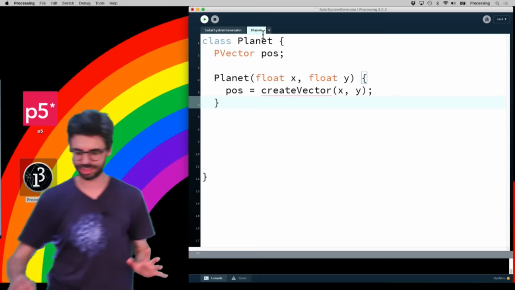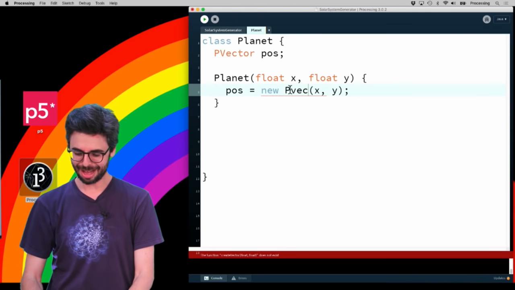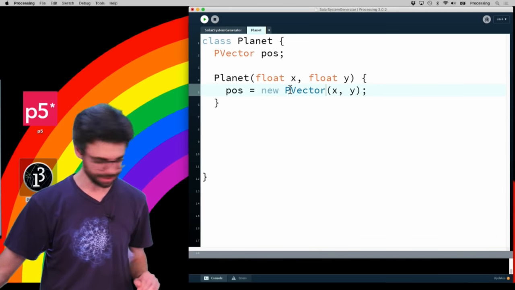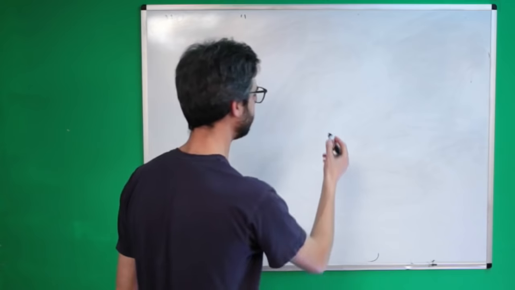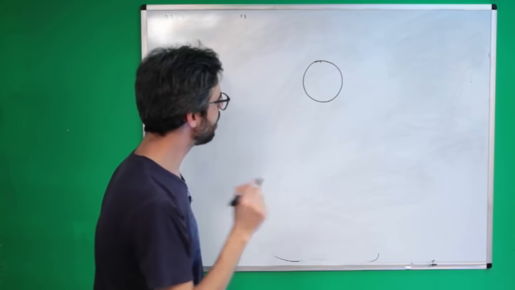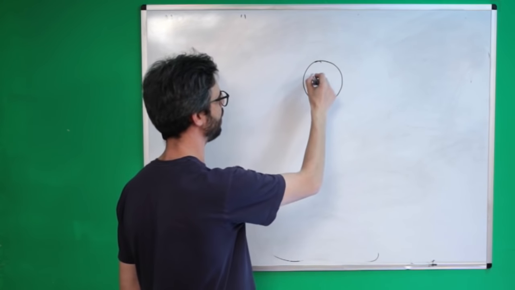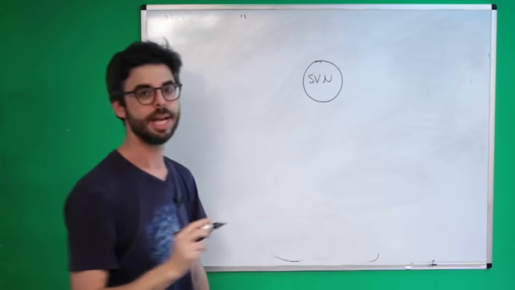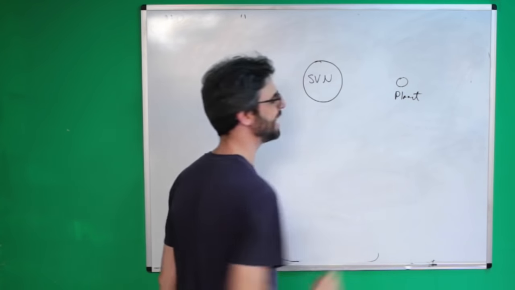Now let's think about this for a second. Oh, and createVector is a function that's in p5.js. I'll just say a new PVector here. Okay, I got to think about this a little bit more. I have a marker here. Let's think about this. So what I want is I have a planet object, and let's imagine the first planet object I'm going to make is like a sun or a star. And then I'm going to make another planet object. And what are the things I need to keep track of?